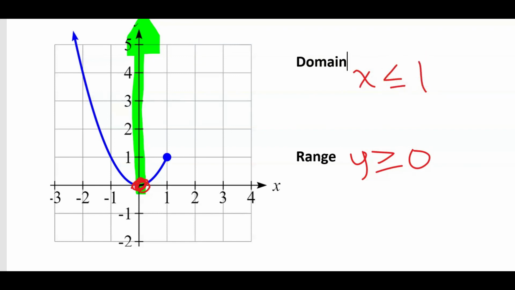So I'm just looking at, if it's range, what's the lowest place and what's the highest place. Well, this one doesn't have a highest place. It just keeps going forever. So I would say y is greater than or equal to 0.